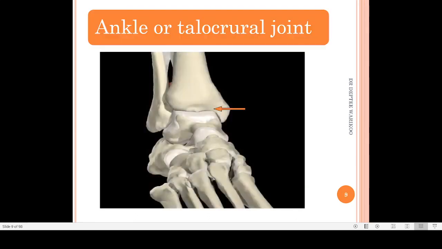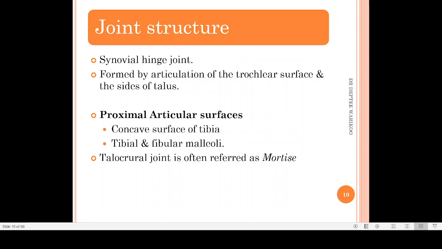Now we talk about the ankle joint or the talocrural joint, which is your basic joint of today. The term ankle refers specially to this talocrural joint, which is the joint between distal tibia and fibula proximally and the body of the talus distally. Here you could see this joint. So it is basically the synovial hinge joint with a joint capsule and associated ligaments.